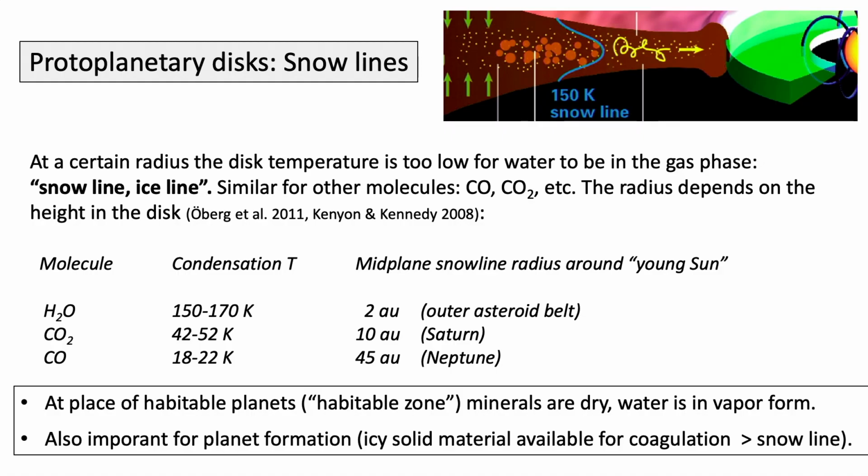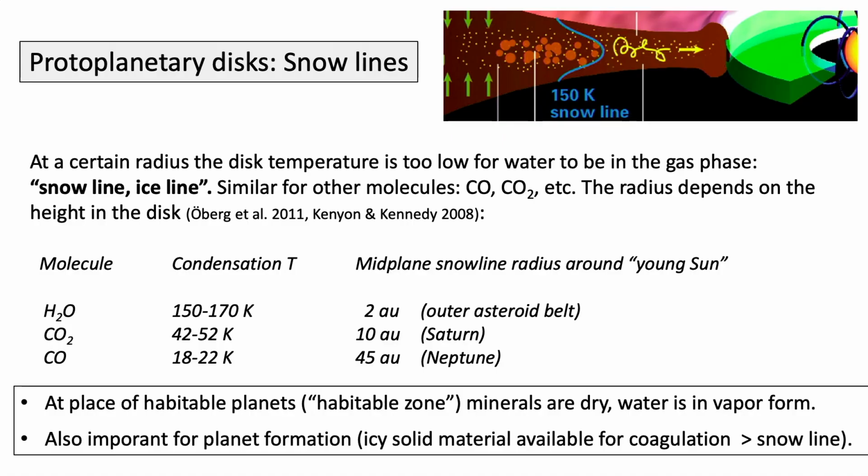Midplane, you have this separation line closer to the star than at the disk surface. And this is just showing you where these ice lines, or snow lines as they are called, are, depending on what molecules you're looking at, like water, carbon dioxide, carbon monoxide. The sublimation temperatures of these molecules are, for water, about 150 Kelvin. It depends a bit on the pressure you have.